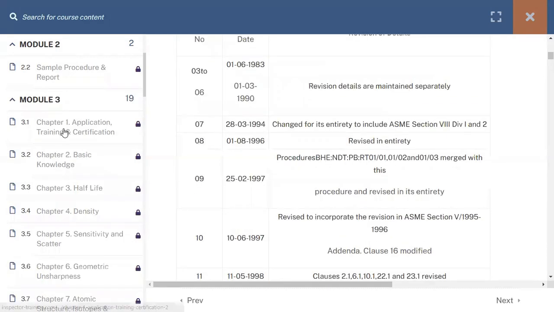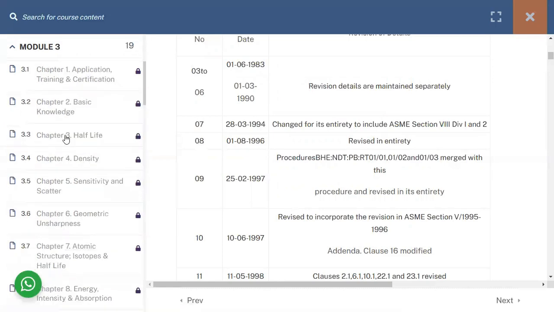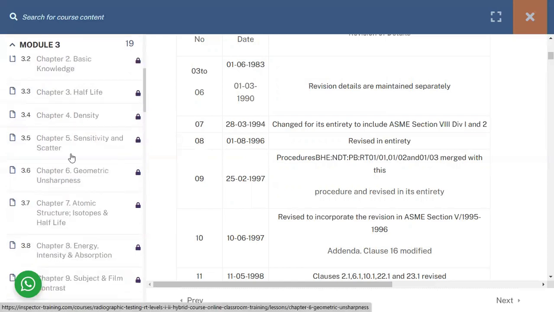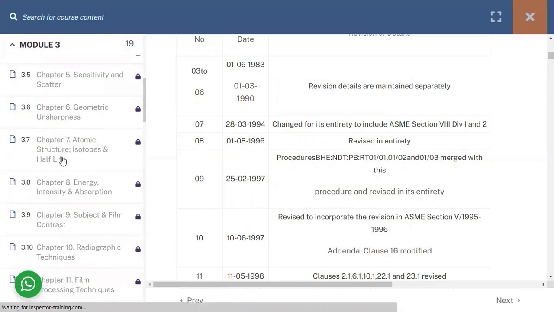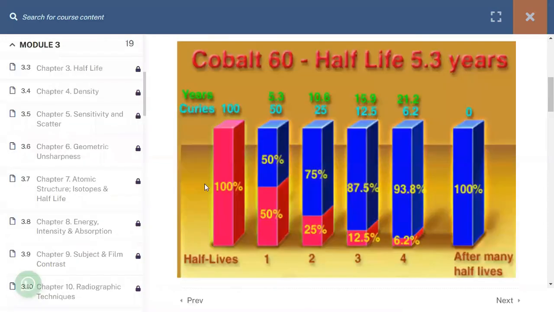So it's very user-friendly. And then on Module 3, we go through application, training, certification, basic knowledge, half-life, density, sensitivity and scatter, geometric and sharpness, atomic structure, isotopes and half-life. And as you can see, this is about half-life.